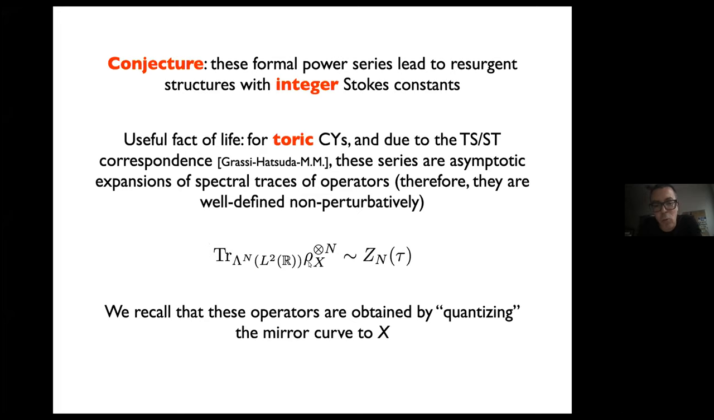So rho here is the operator that appears when you do this story. And then you have to consider what are called fermionic spectral traces, which means that you have to consider this operator, which is defined on L2(R). You have to consider some sort of anti-symmetric product on the Hilbert space, which is lambda n of the Hilbert space. So this is what we call fermionic spectral traces. These are things that people have studied in spectral theory, and these are the natural objects that you have to consider.